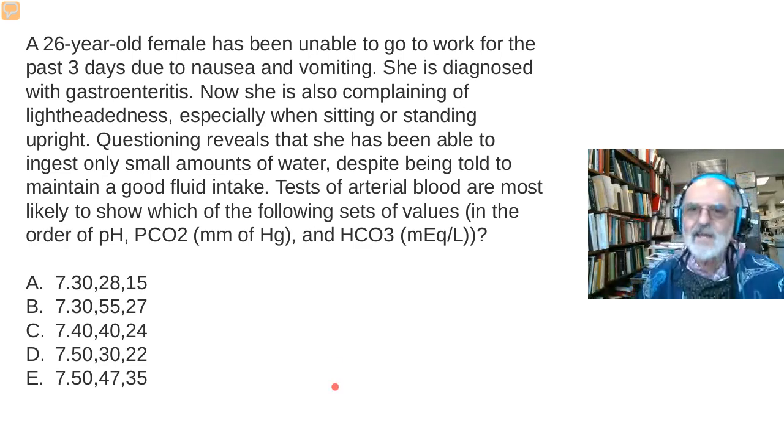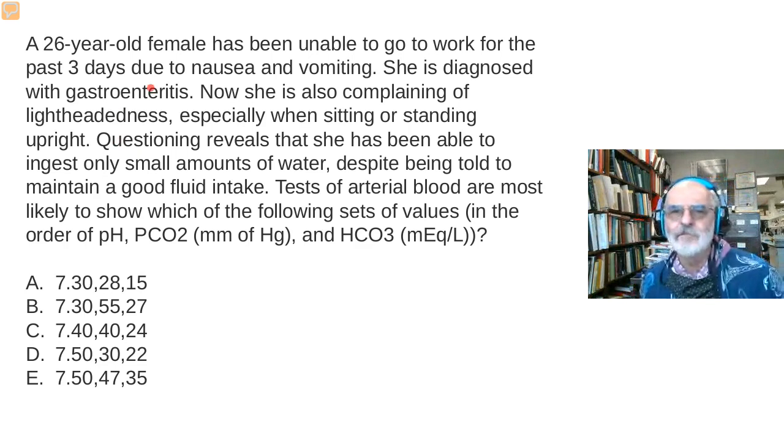It involves a patient who has had nausea and vomiting. She has gastroenteritis, lightheadedness, can't really ingest food or water, so she can't maintain water intake. She has nausea and vomiting, okay? Her arterial bloods are most likely to show which of the following.